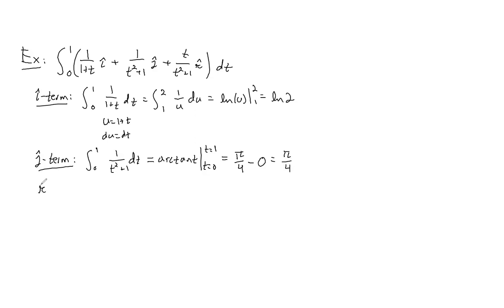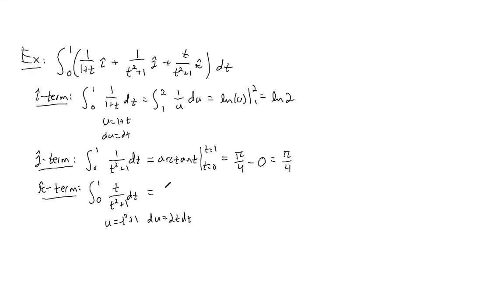And the k term. Now this one you don't need arctan for, because even though you've still got the t squared plus 1 at the bottom, you have a t in the top, so you can do this one by u substitution. U in this case would be t squared plus 1. Du would be 2t dt.